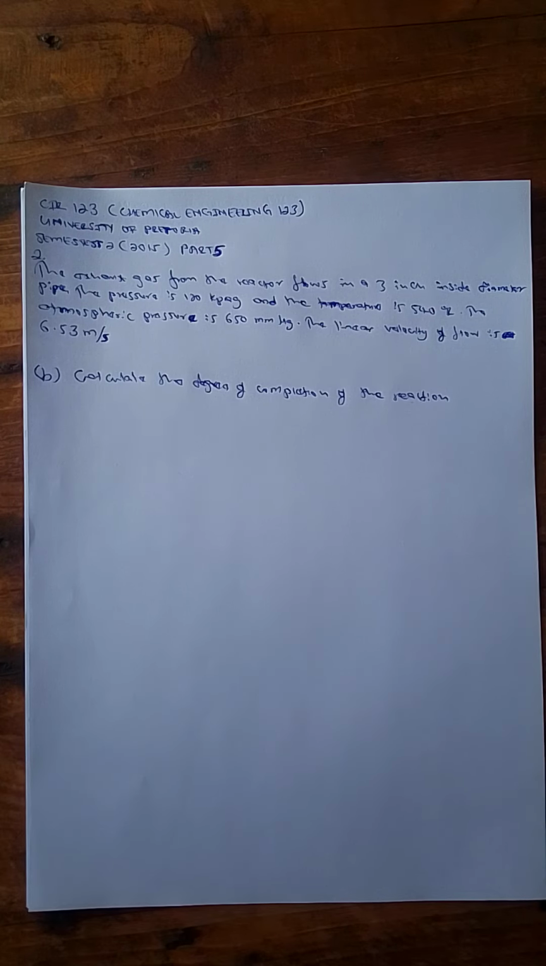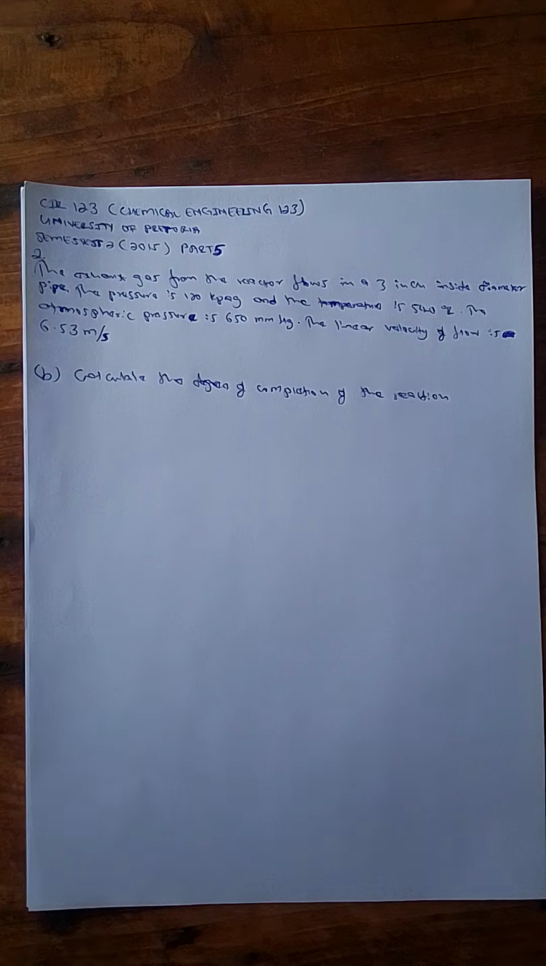It says the exhaust gas from a reactor flows in a 3-inch inside diameter pipe. The pressure is 120 kilopascals gauge and the temperature is 540 degrees Fahrenheit. The atmospheric pressure is 650 millimeters mercury. The linear velocity of flow is 6.53 meters per second. Now the question says calculate the degree of completion of the reaction.